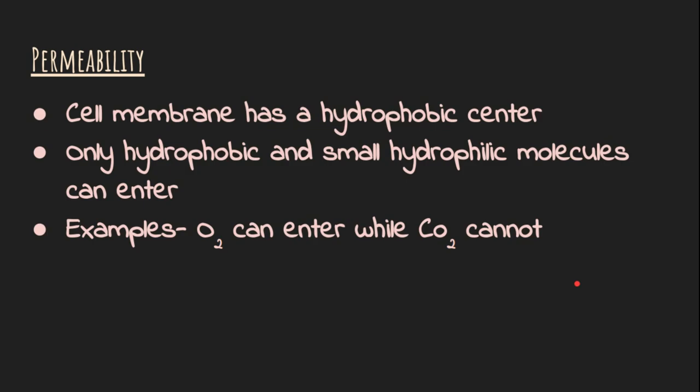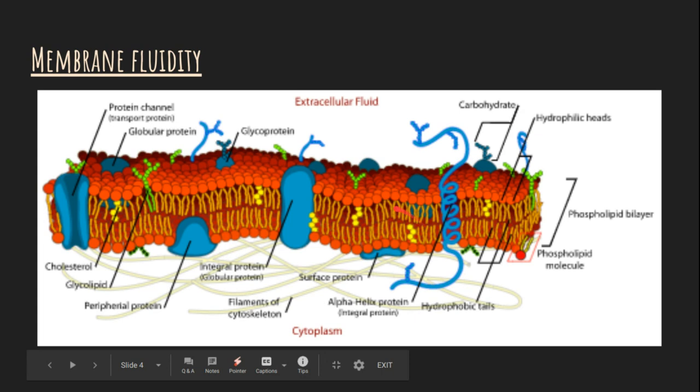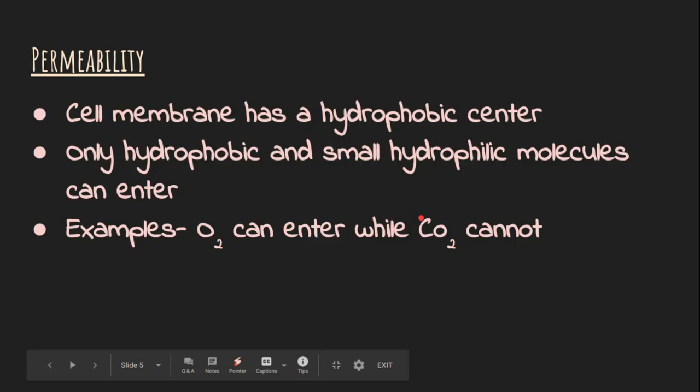So permeability. One really important thing about the cell membrane is that it's semi-permeable, which means that some substances can pass through and some cannot. This helps regulate what enters and goes out of the cell. The cell membrane has a hydrophobic center because of those phospholipids, which have hydrophobic tails that are all directed towards the middle. You can see here these are the hydrophobic tails.